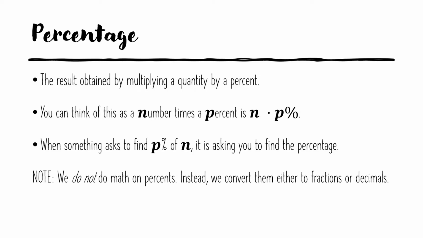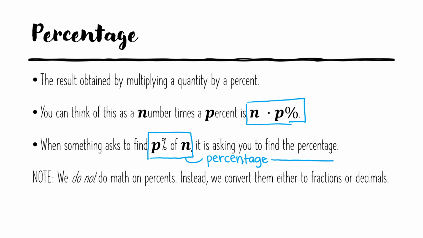Calculating percentages. A percentage is the result obtained by multiplying a quantity times a percent. We can think of this as a number times a percent, so that's n times p percent. The most frequent way we see these percentages is we'll be asked to find p percent of n. When you're asked to find p percent of n, you're being asked to find the percentage, which means you're being asked to multiply the number or quantity by p percent.